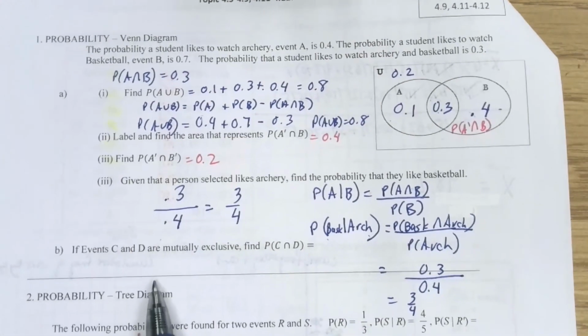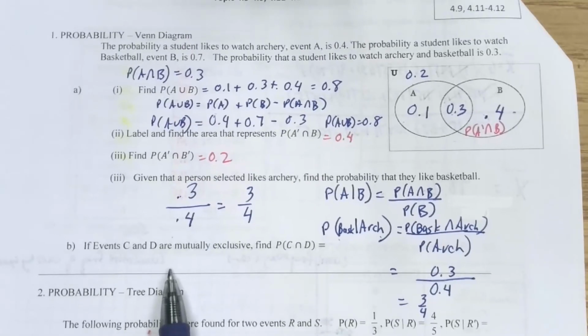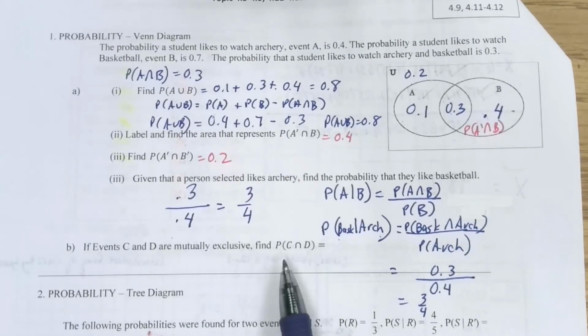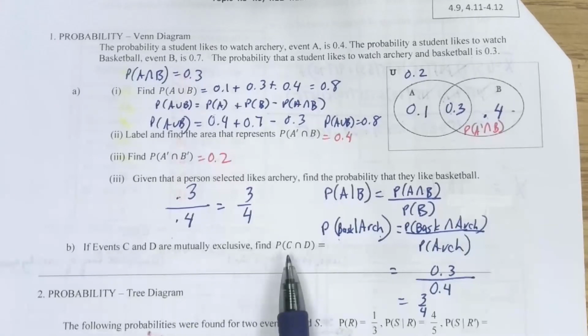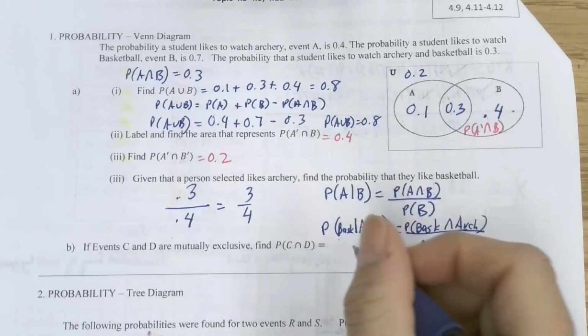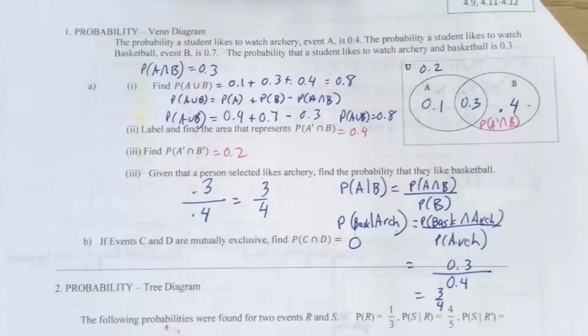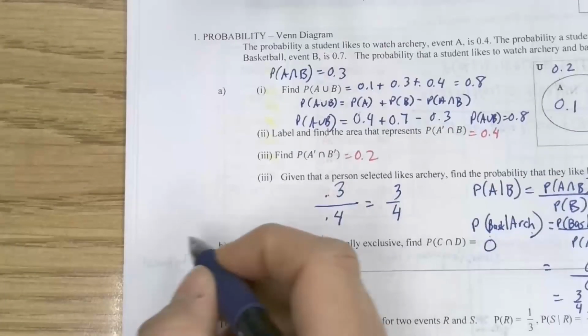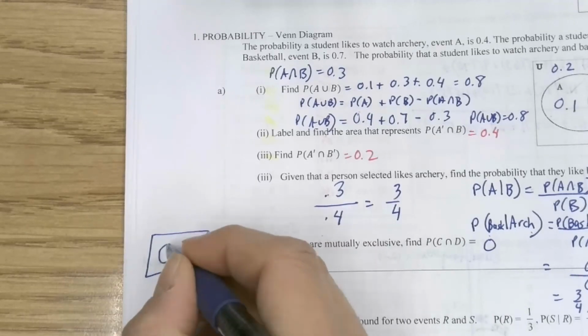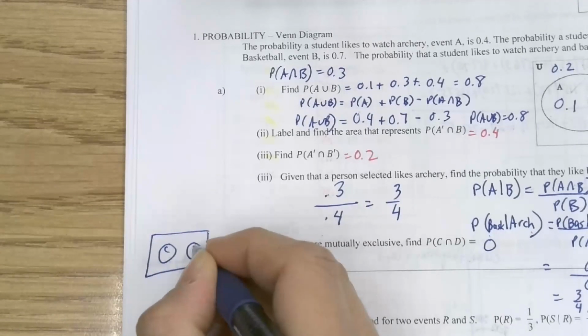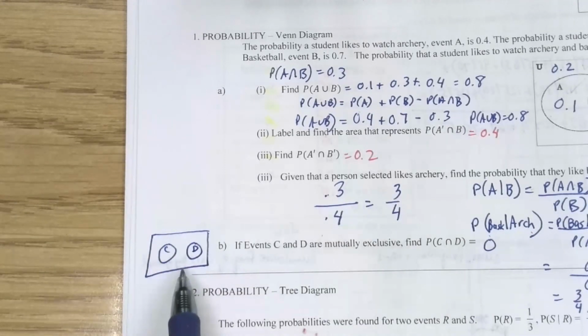All right, last part to this question. If events C and D are mutually exclusive, find the probability of C and D happening. Well, mutually exclusive means they have no overlap. So the probability of C and D happening would be 0. A visual representation, obviously C and D does not apply to that Venn diagram, but if they are mutually exclusive, C and D do not have any overlap in their circles.